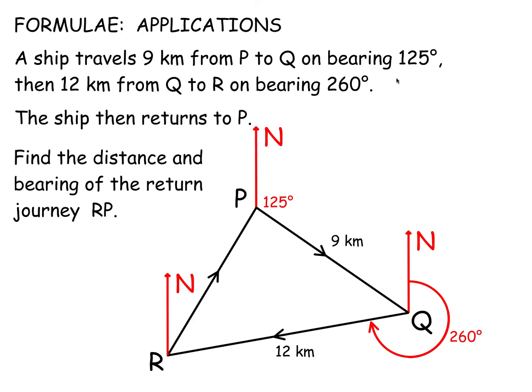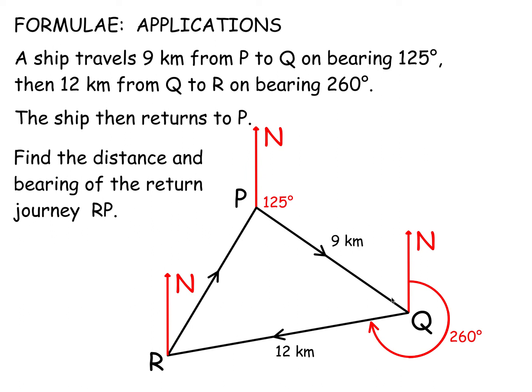Next is the applications of these formulae to some questions, in this case involving a journey, where you're given the distances and the directions using three-figure bearings. This question was used in the cosine rule video, where it worked out the distance. This has got distance and bearing involved. So the first part of the question has actually been a previous video. The second part hasn't. So a ship's travelling 9 kilometres from P to Q, bearing 125 degrees.